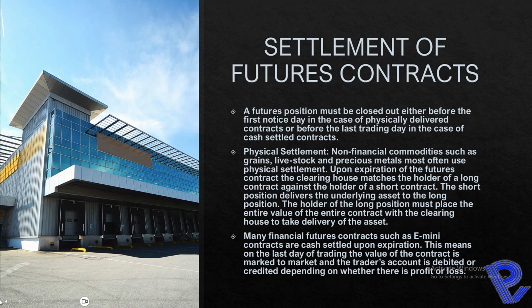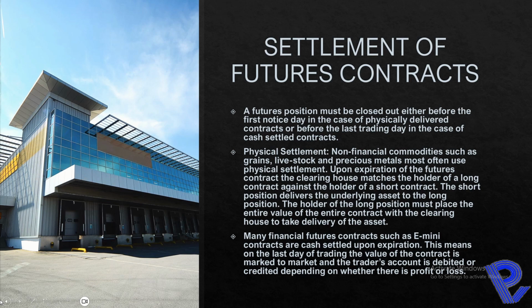Settlement of futures contracts. A futures position must be closed out either before the first notice day in the case of physically delivered contracts or before the last trading day in the case of cash settled contracts. Physical settlement. Non-financial commodities such as grains, livestock and precious metals most often use physical settlement. Upon expiration of the futures contract, the clearinghouse matches the holder of a long contract against the holder of a short contract. The short position delivers the underlying asset to the long position.